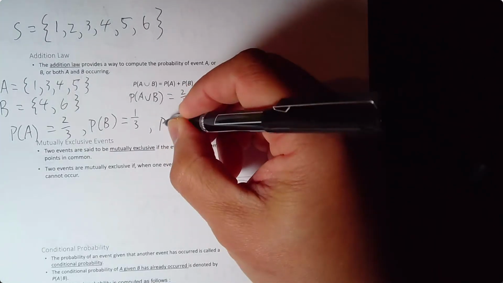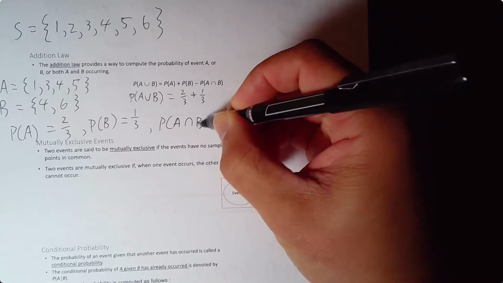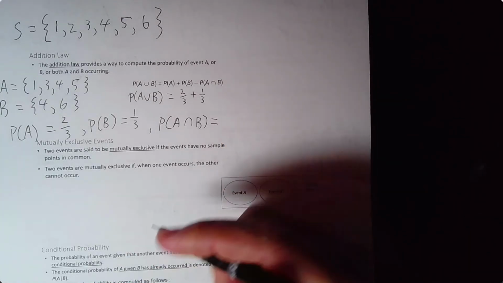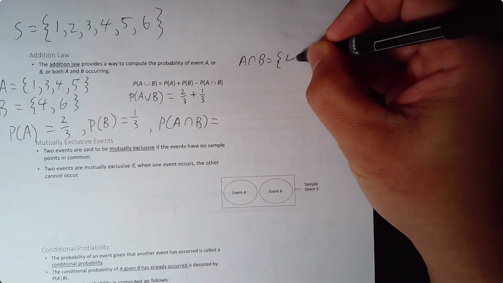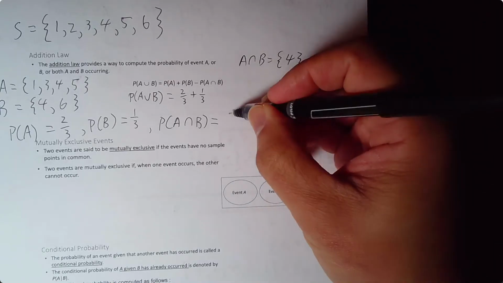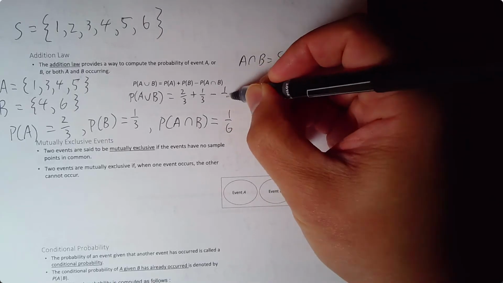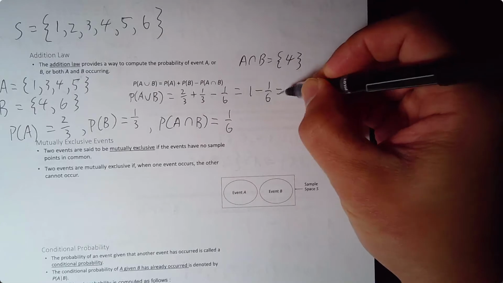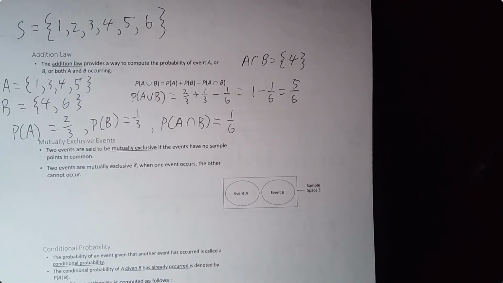So then I need to calculate the probability of A and B. I need to take away one of the intersect. I already figured out earlier that A and B, the intersect, is 4, so that's 1 out of 6. So I have to subtract 1 out of 6 here. So that's 1 minus 1/6, which equals 5/6. So the probability of A or B equals 5/6.